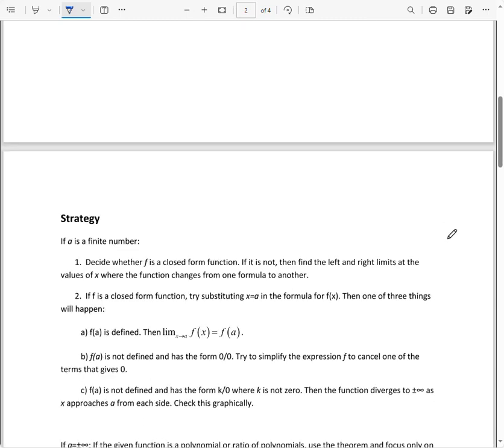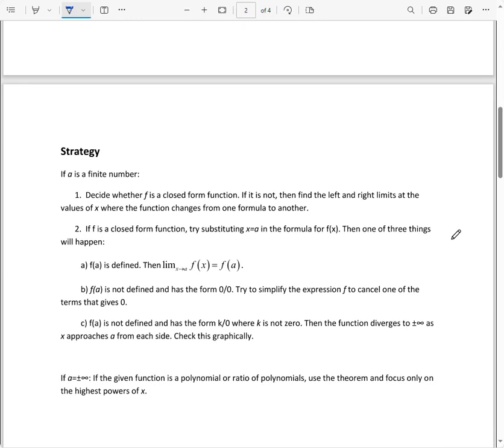Now, here's a strategy. If a is a finite number, so not infinity, first we decide whether f is a closed form function. If not, then it's piecewise. Okay, we have to deal with what's going on there, and we'll talk about that. If it is a piecewise defined function, then we have to find the left and right limits at the values of x where it changes from one formula to another. Right, the cut points, or cut values.